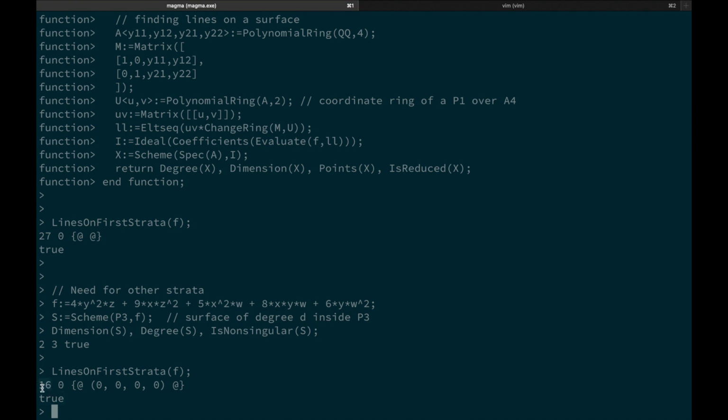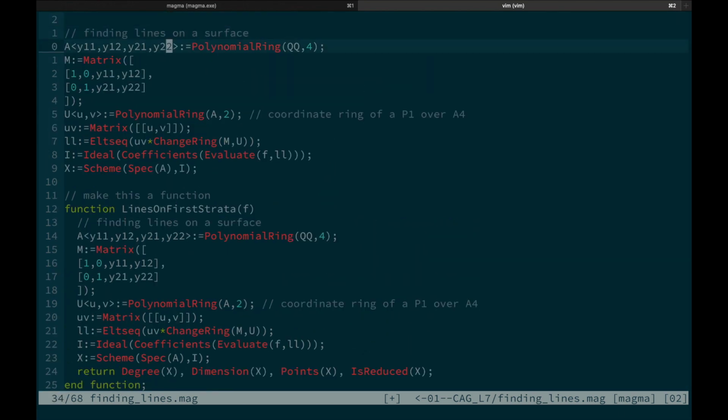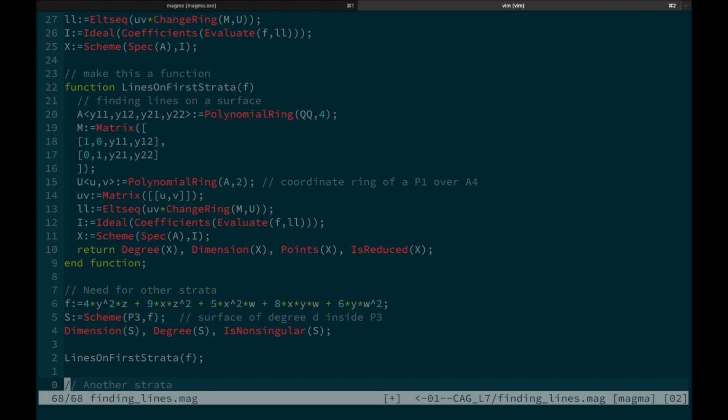It really says that there are 16 lines living inside of this affine chart of the Grassmannian, so 16 points on this affine chart. But all smooth cubic surfaces have 27 lines. This is a classical result. So the remaining 9 lines lie somewhere else. Okay, let's do another computation. This time let's find lines on another strata. I'm just going to copy paste this paragraph.